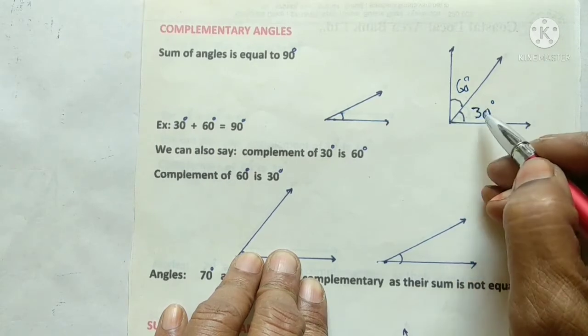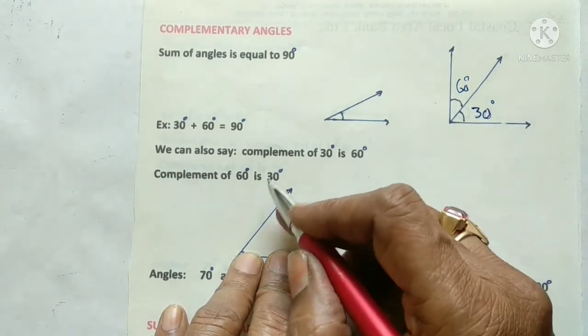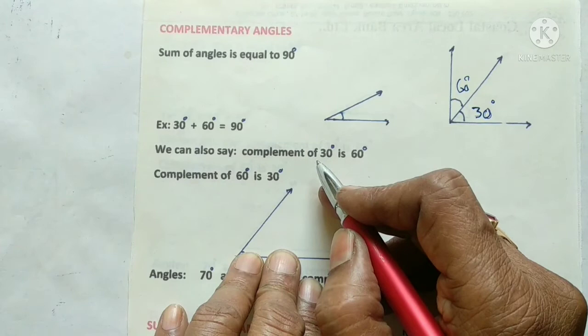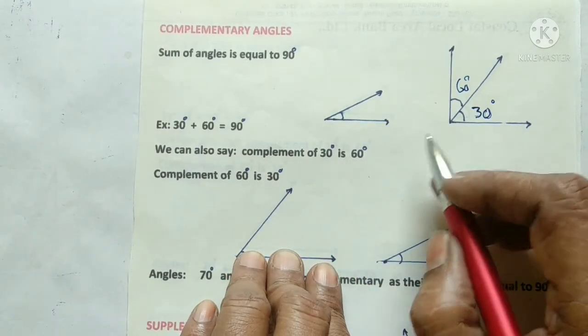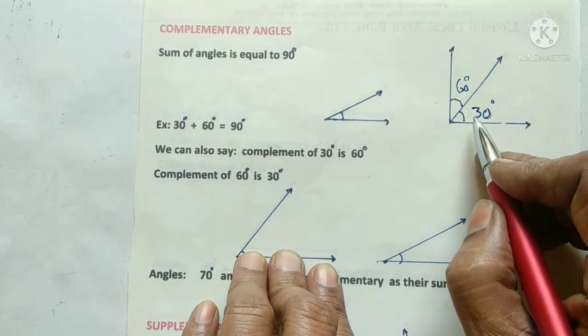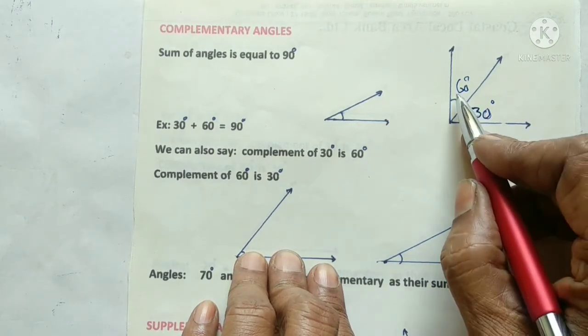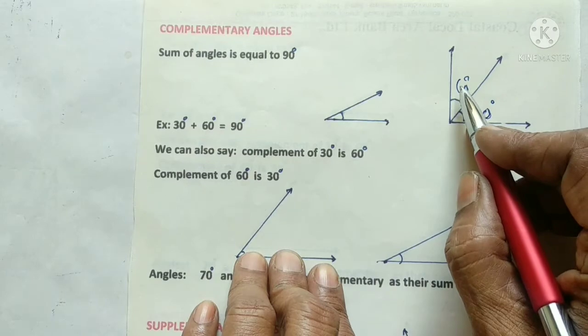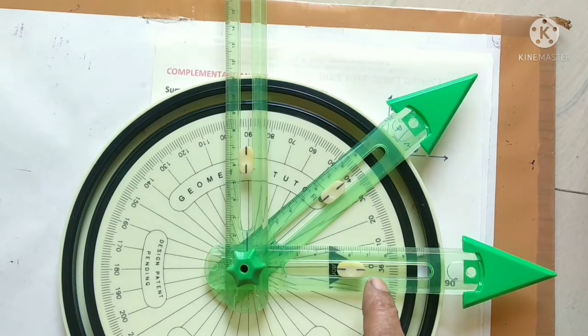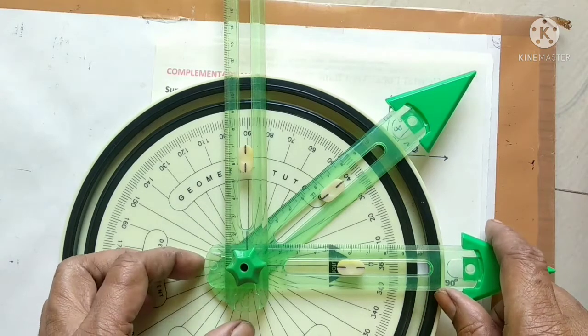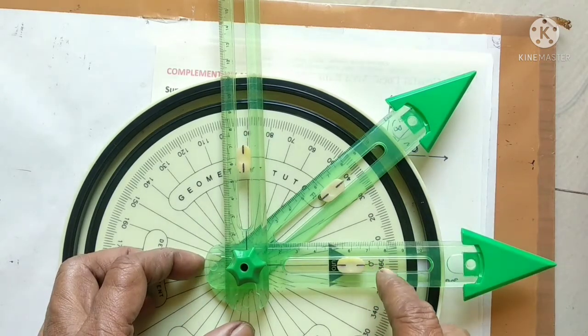When you are adding this, if it is 90 degrees, then they are called complementary angles. The complement of 30 degrees is 60 degrees, and the complement of 60 degrees is 30 degrees. Here, if you observe, it indicates 0 here.